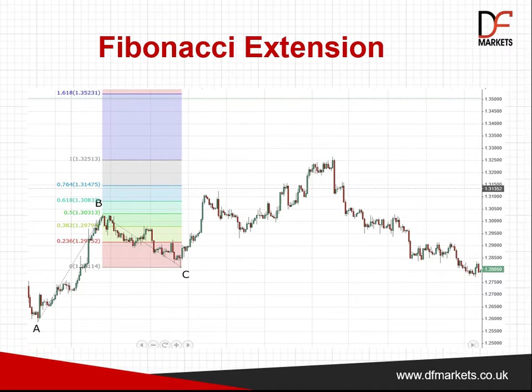In the example, you can see we have a bullish extension. Price moved from A to B, then retraced lower to C. Once price starts moving higher from C, we can apply our extension tool from A to B to C, and this will plot the key extension levels above the market. The key levels to monitor are the 61.8% extension, the 100% extension, and the 1.618% extension.